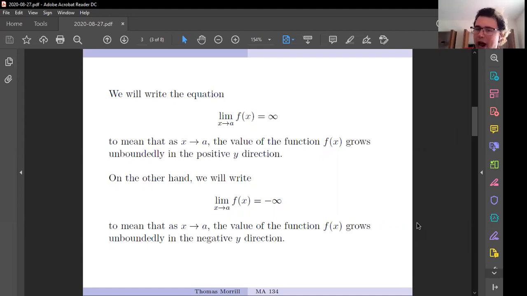So I would write limit as x approaches 0 of the function 1 divided by x squared equals infinity. Now this is a shorthand notation. Remember, infinity is an idea. It's not a real number. So this equation is shorthand. This helps us understand a very complicated idea and write it down in a short way.